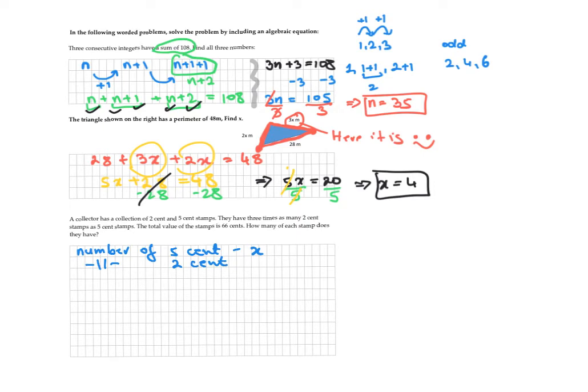we can use a different variable, but because we're dealing with linear equations, not simultaneous equations, and we do have one more piece of information, they said they have 3 times as many 2 cents as 5 cents. So therefore, if the 5 cents is x, then 3 times as many is going to be 3x. Okay, so I'm just going to have this on the side. Now, let's have a look at what's next. The total value of the stamps is 66 cents.